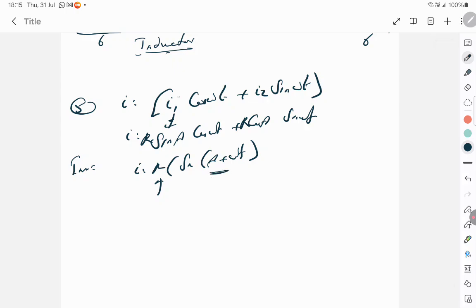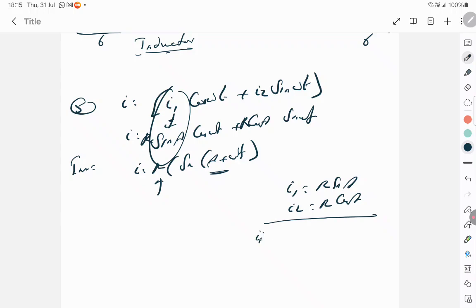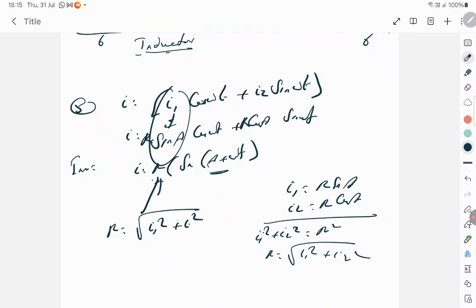And what is A? I1 is equal to R sin A, I2 is equal to R cos A. Let's square these two and add. I1 square plus I2 square is equal to R square into sin square A plus cos square A, which is just 1. R is equal to root of I1 square plus I2 square. So the resultant R is the peak current. I got the peak current to be root of I1 square plus I2 square, which corresponds to I naught.